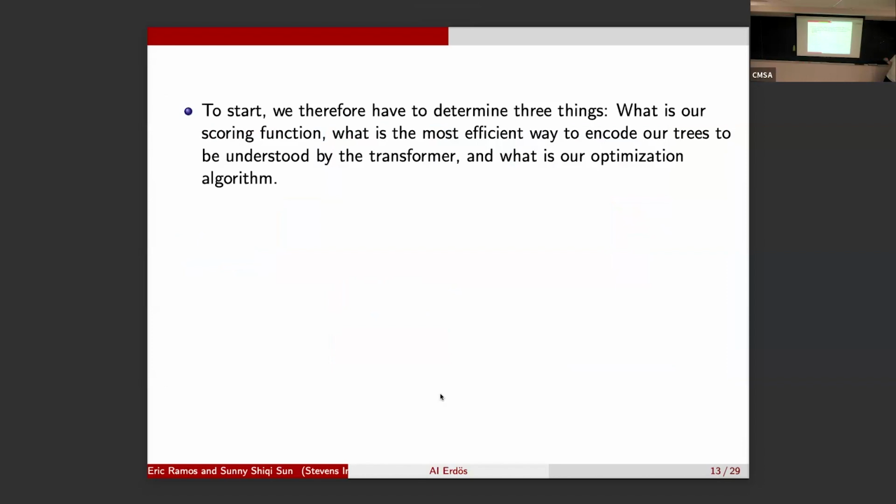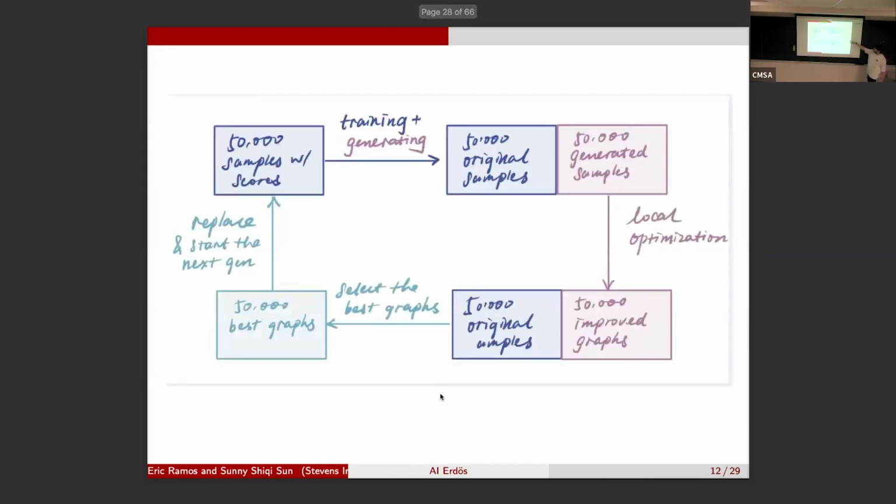Okay, so in other words, to start here, we have to determine three things. Yes? When you, every iteration, do you retrain from scratch or do you try to reuse it? So you reuse. Start here, 50,000, which you've optimized in some way. This is sent to the transformer. The transformer is trained on this and produces 100,000 samples along with the 50,000 original.